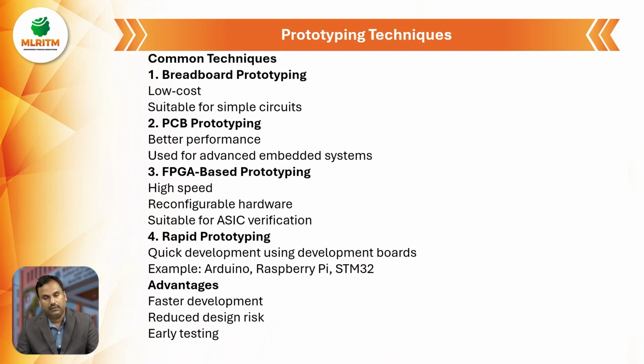So here, the third type is FPGA based prototyping, and the fourth one is rapid prototyping. That is quick development using development boards, for example Arduino, Raspberry Pi, STM32. These are already existing microcontrollers, and with the help of these development boards we can quickly develop a prototype. That is the fourth type of prototyping.